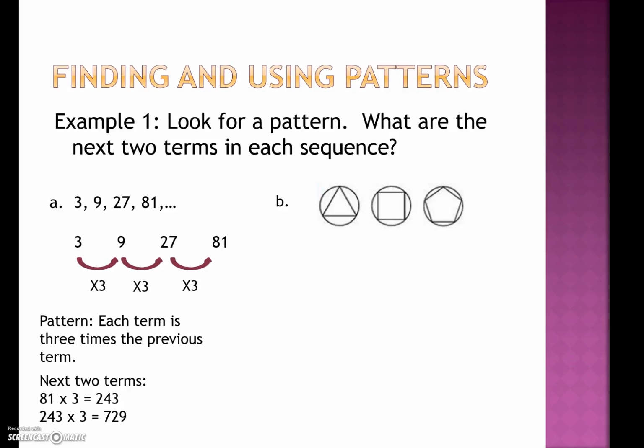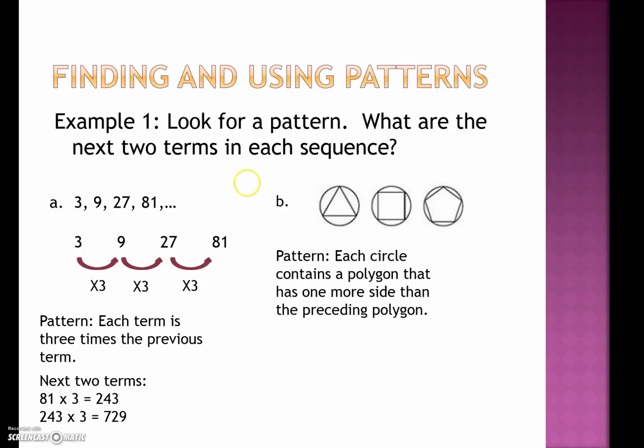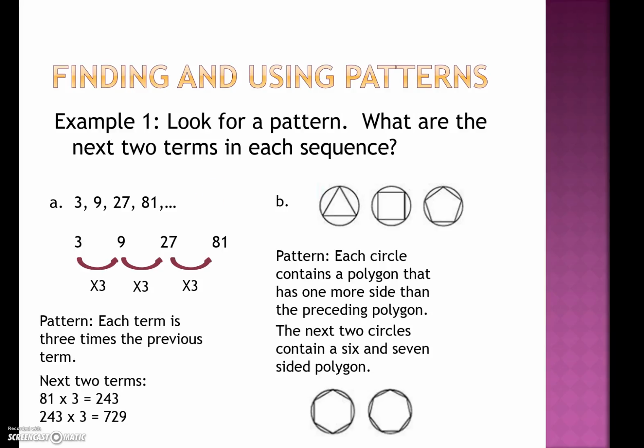Well, the first one has a triangle, the second one has a square, and the third one has a pentagon. So I'm going from 3 sides to 4 sides to 5 sides. What I'm noticing is that it is increasing by 1 every time. So each circle contains a polygon, that's the important part, and has one more side than the preceding one. So the next one is going to have 6, and the following one is going to have 7 sides, a hexagon and a heptagon. Do your best when it comes to drawing these things. Like I said, I am no artist, so just do your best, and it'll look something like this.